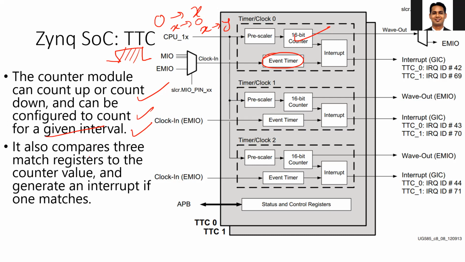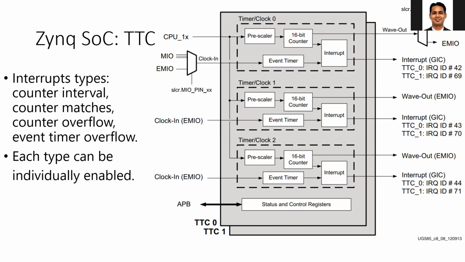Okay. Then it also compares; there are 3 matching registers, as I discussed before. It can compare the current value of the counter to the value in the matching register and generate the interrupt whenever there is a match. So in addition to generating the interrupt at the extreme end or when it passes through 0, it also generates the interrupt when the value of the timer matches the corresponding value in the matching register.